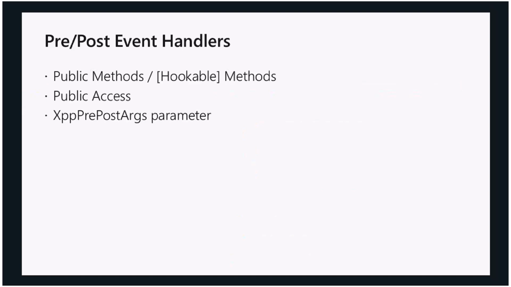You also have the ability to write pre- and post-handler code at any public or hookable method on any X++ code in the system. Hookable is an attribute that can be placed on a non-public method to allow the pre and post events to be written against it. Now, in general, we believe the chain of command is a better technology for extensibility. With pre and post event handlers, you have the restriction of only external or public access to the objects, and everything must go through the non-type safe methods of the XPP pre-post args parameter. In general, this is a deprecated technology, I would say.